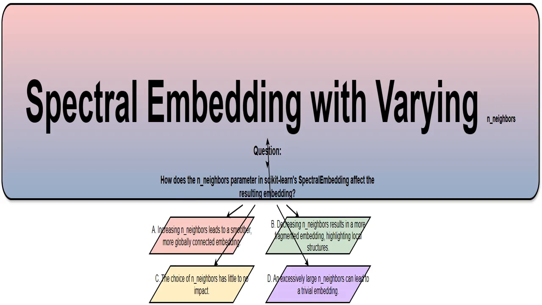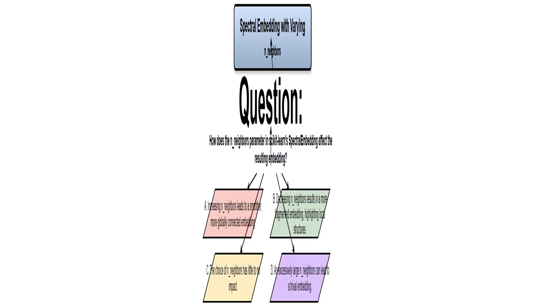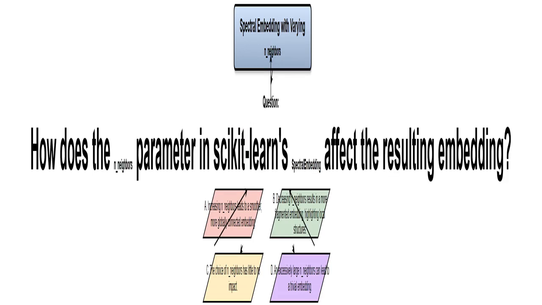I see this as the title of the problem. We're exploring how changing the number of neighbors affects the results of a dimensionality reduction technique called spectral embedding. This introduces the core question. How does changing the number of nearest neighbors influence spectral embedding's output? This is the heart of the quiz. We're looking at the Scikit-learn library's spectral embedding function and specifically how one parameter, N_neighbors, affects the results. N_neighbors determines how many of a data point's closest neighbors are considered when creating a graph used in spectral embedding.